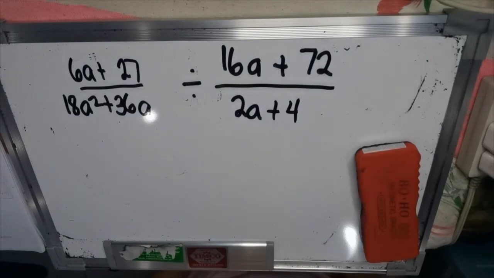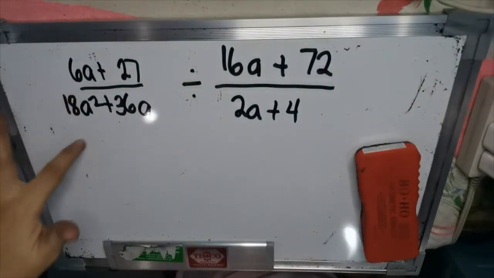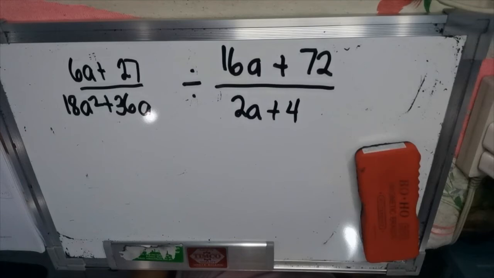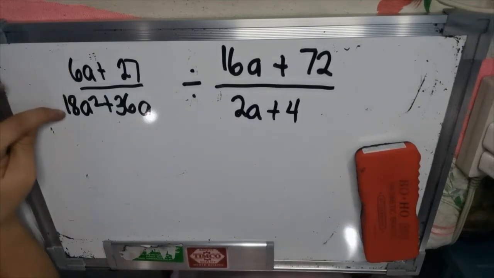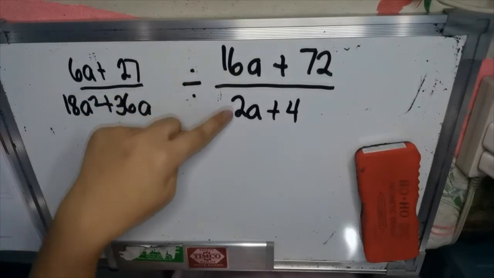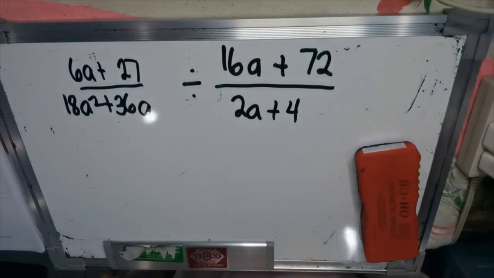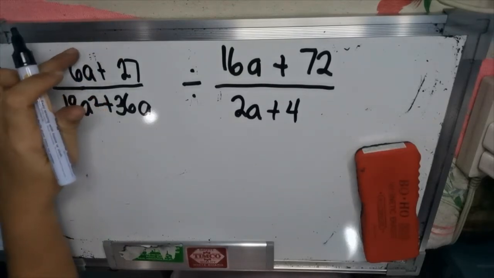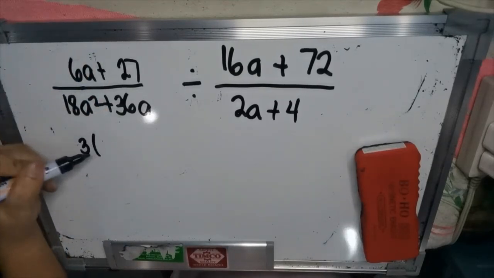Say for example, we have 6a plus 27 all over 18a squared plus 36a divided by 16a plus 72 all over 2a plus 4. So, in this case, observe nyo yung ating given. Kung kailangan mag-factored out na tayo, mag-factored out na tayo. Kasi hindi naman natin pwede cancel yung 6 at 18. No, no, no, no. Yung 16 and 2, no. Okay? So, i-factored out natin yung numerator natin. Pwede to by 3, tama? So, ilalabas natin si 3.